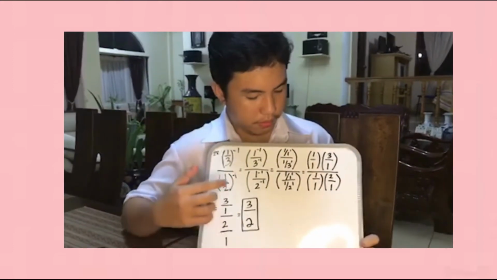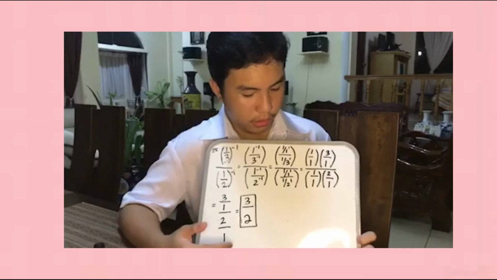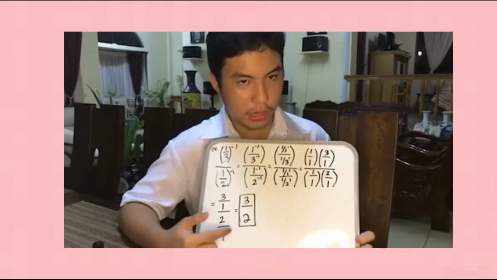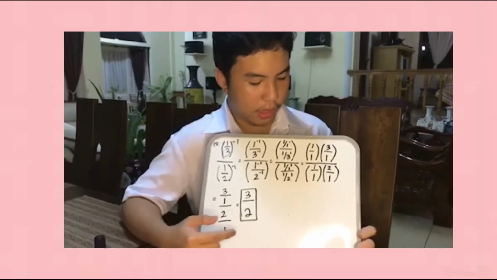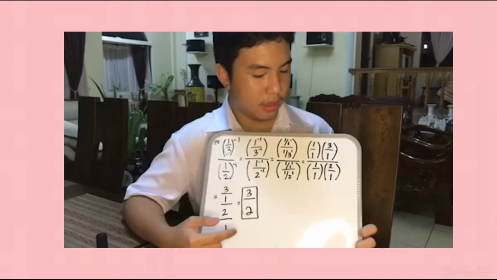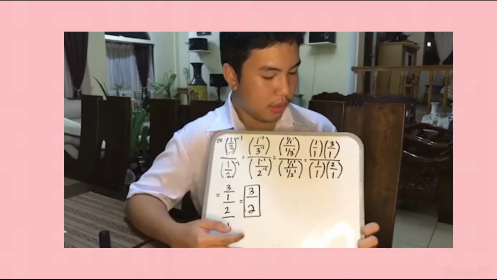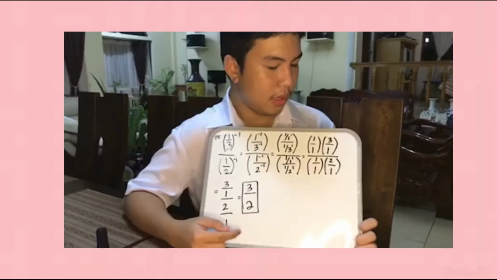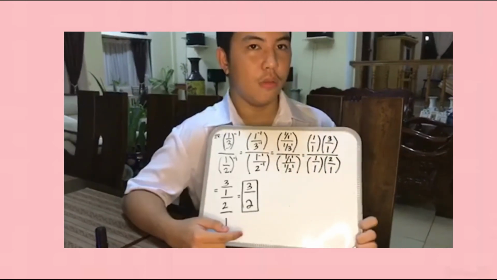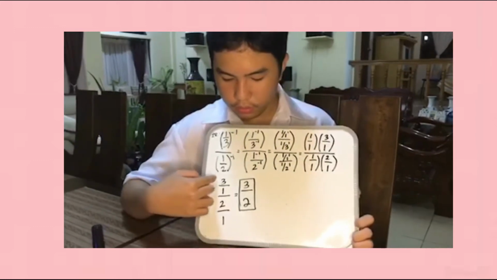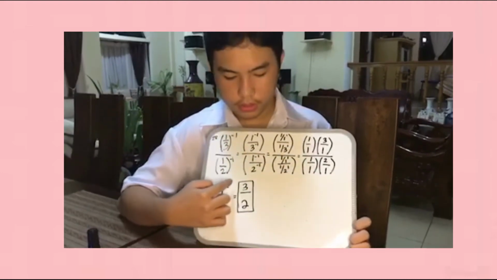So it will become 1 over 1 over 1 over 3 over 1 over 1 over 1/2. Then we must reciprocal 1/3 and 1/2. Then we must multiply it. Then 1 over 1 times 3 over 1 over 1 over 1 times 2 over 1. So 1 over 1 times 3 over 1 is equal to 3 over 1, and 1 over 1 times 2 over 1 is equal to 2 over 1. So 3 over 1 is equal to 3 and 2 over 1 is equal to 2. So the final answer is 3 over 2.